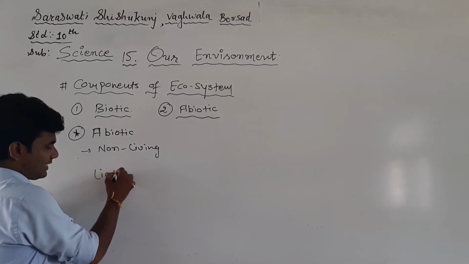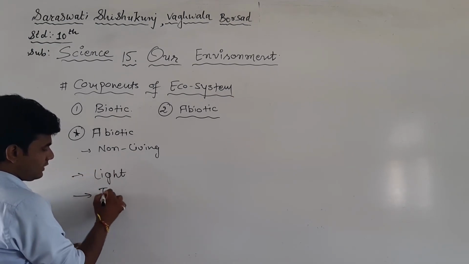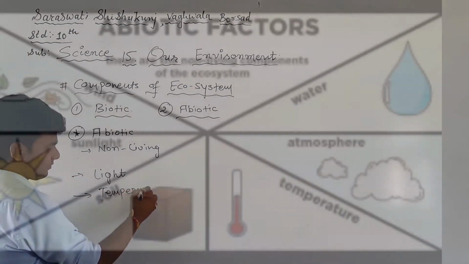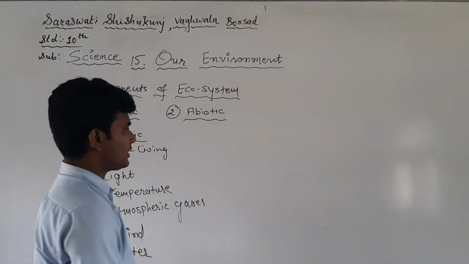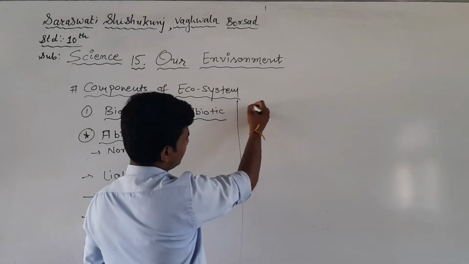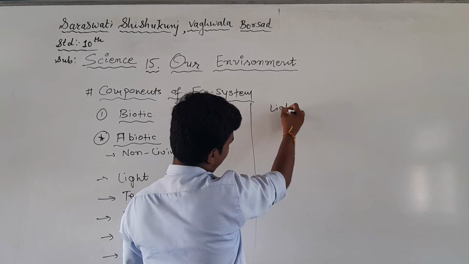There will be light, temperature, atmospheric gases, wind, and water. These are some main points of our abiotic component of the ecosystem. Now let's understand it. The first one is light.